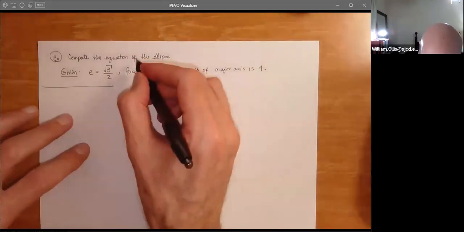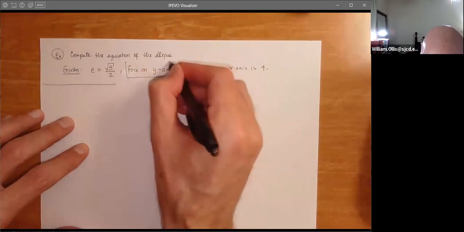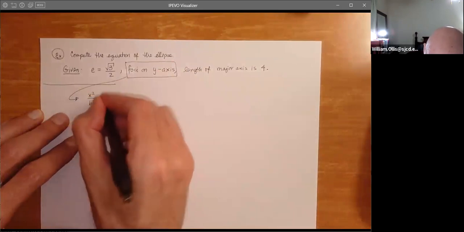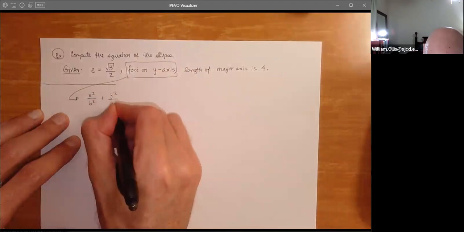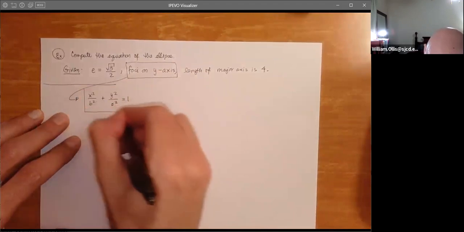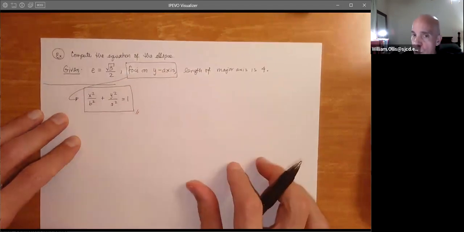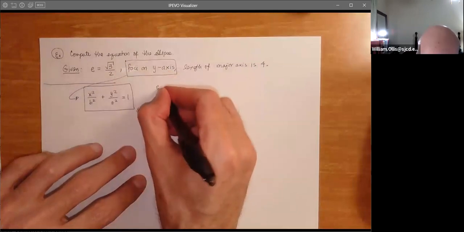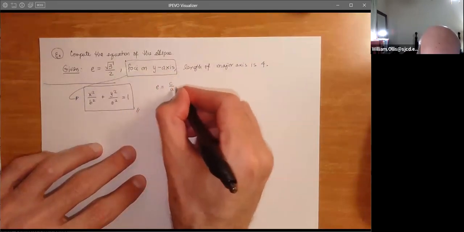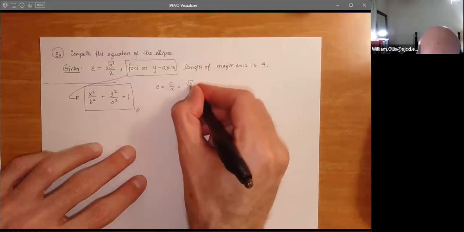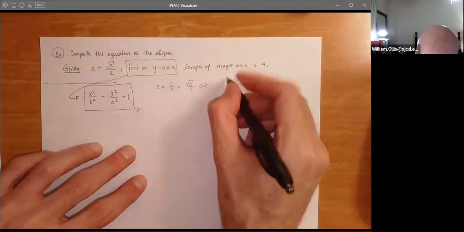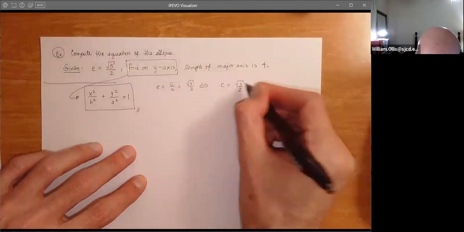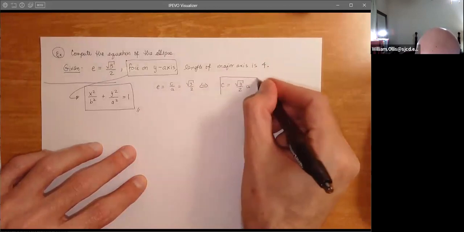When we think about this, we have lots of information, and we can just pull everything together. First, the foci are distributed vertically. That already gives us x squared over b squared plus y squared over a squared equals 1. That is the form we will have to abide by. So we already know what the form of the equation must be. Now, e equals c over a, which is square root 3/2, if and only if c equals square root 3/2 times a.